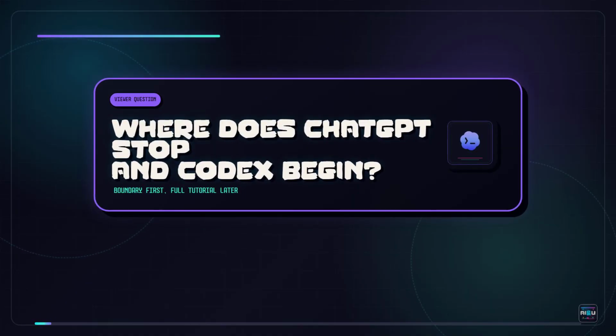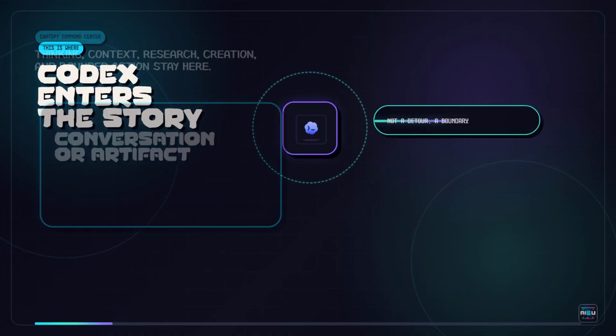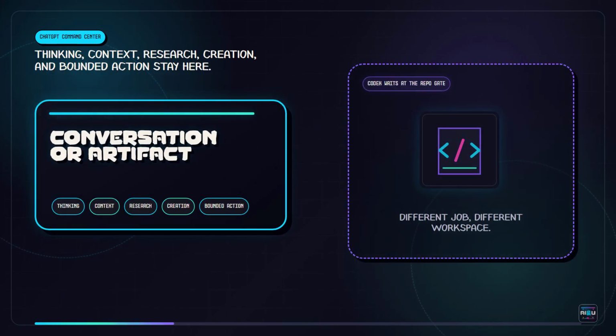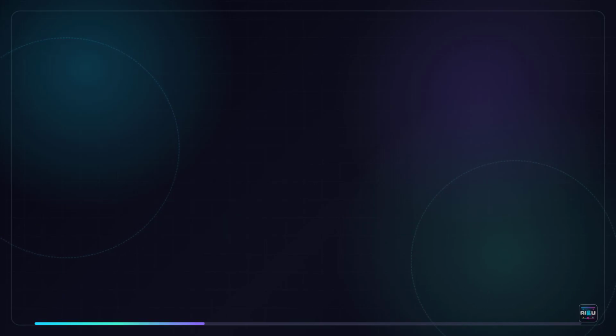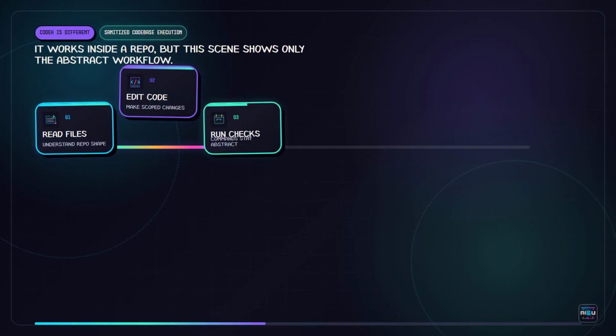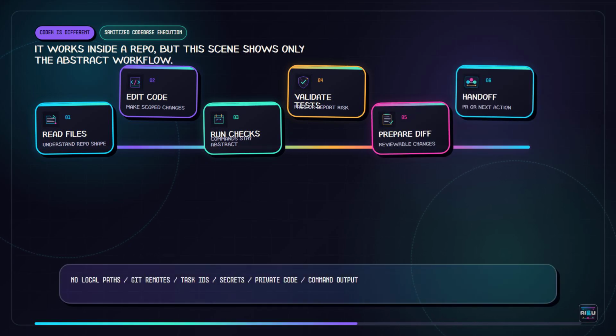Where does ChatGPT stop and Codex begin? This is where Codex enters the story. ChatGPT is the command center for thinking, context, research, creation, and bounded action. Codex is different. Codex is for code-based execution. Reading files, editing code, running commands, validating tests, preparing diffs, and working inside a repo.